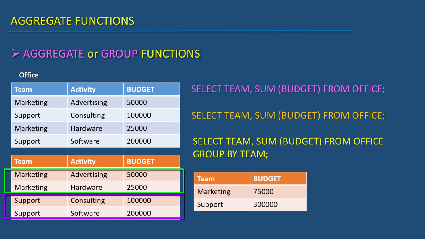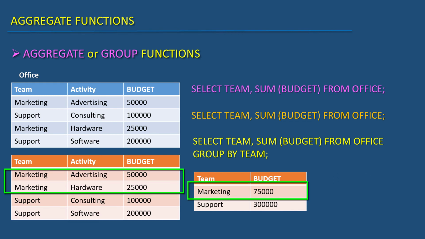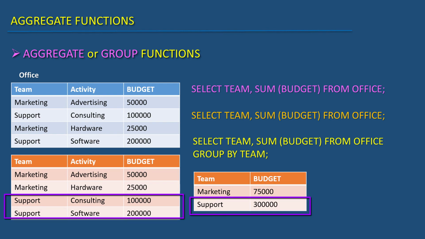Now it will do the aggregate function on those subgroups. For example, the sum of budget in the marketing subgroup is 75,000, which is 50,000 plus 25,000. The sum of budget in the support subgroup is 300,000, which is 200,000 plus 100,000.